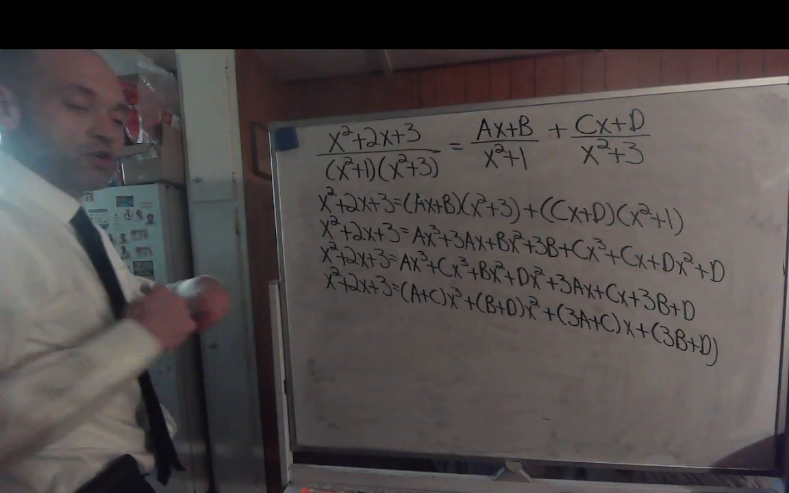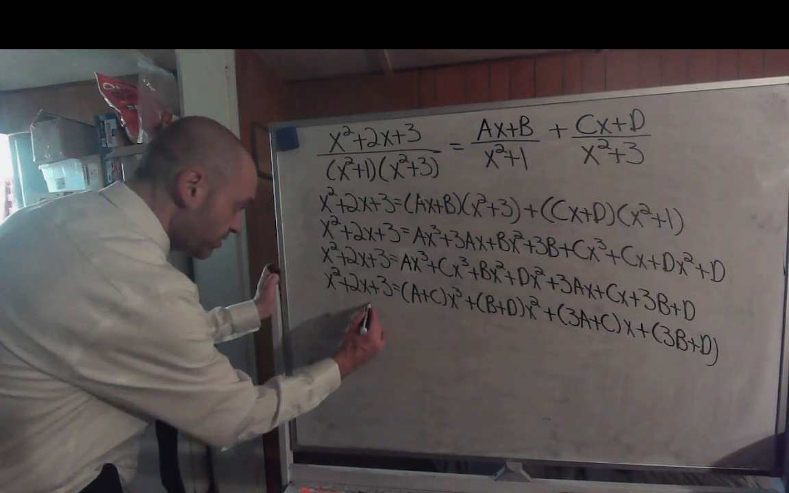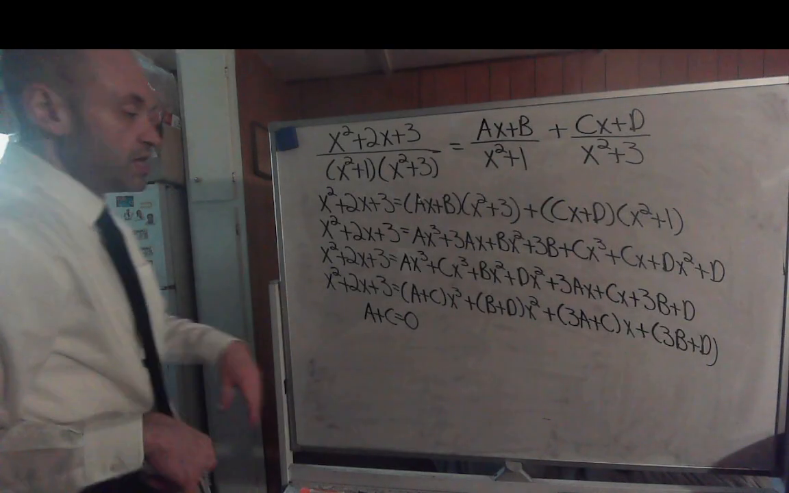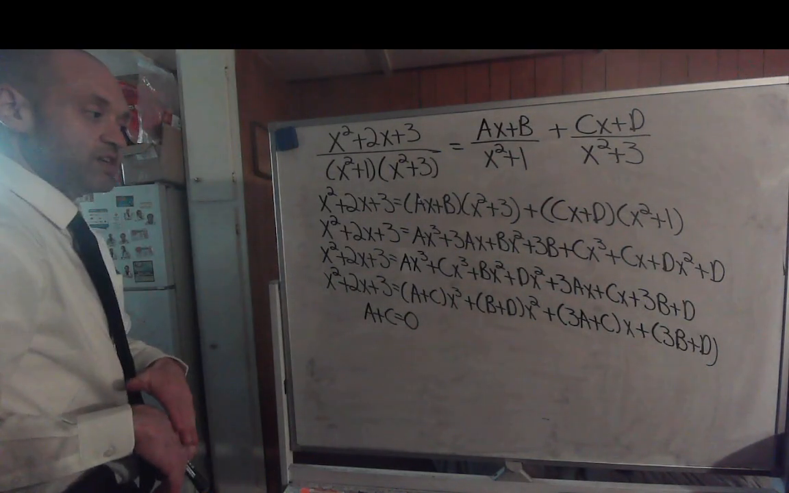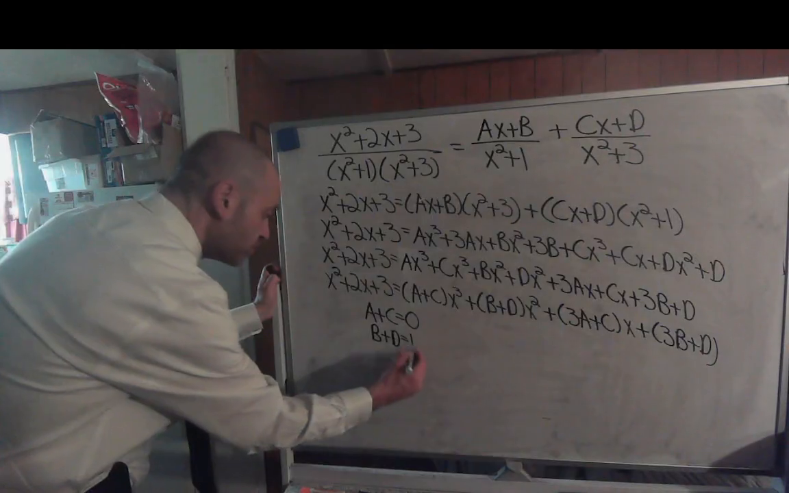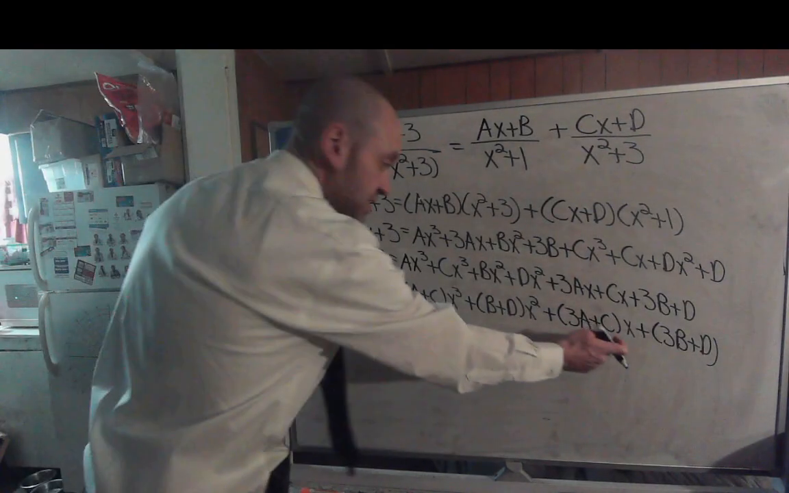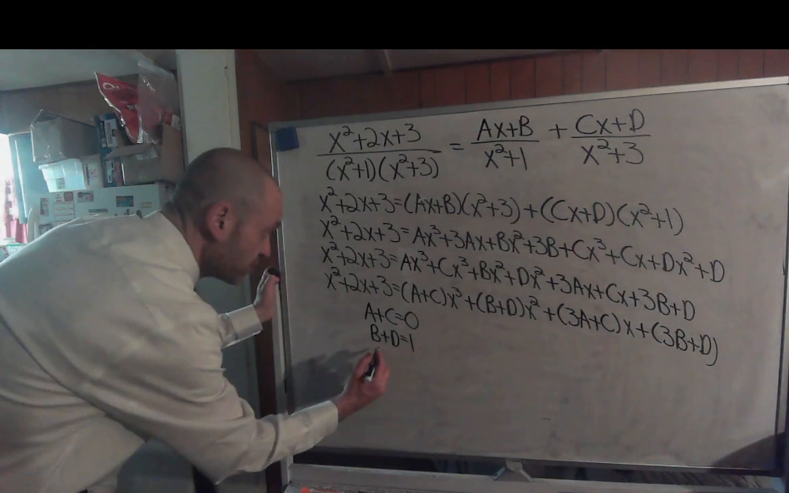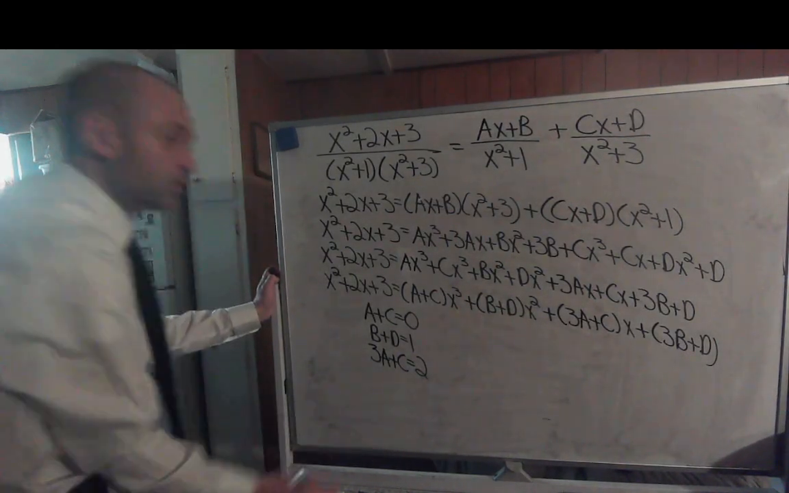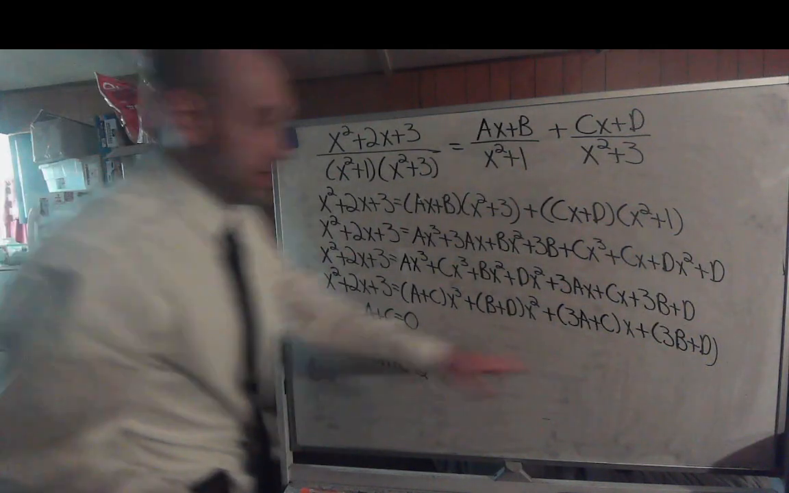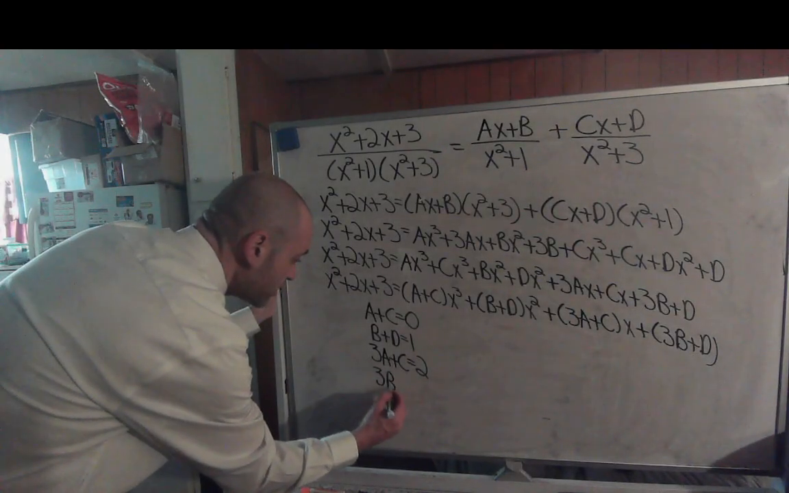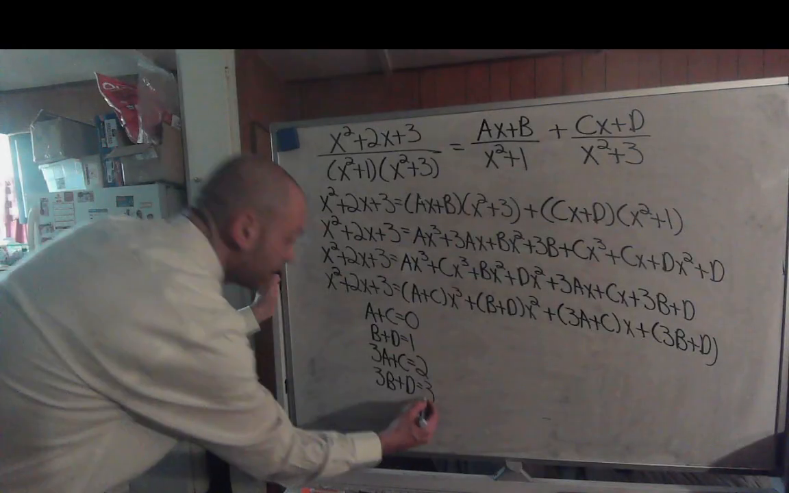A plus c is the coefficient of your x to the third term, which is 0. So a plus c equals 0. Then you have b plus d is the coefficient of your x squared term, which is 1. So b plus d equals 1. 3a plus c is the coefficient of your x to the first term, which is going to be 2. So 3a plus c equals 2. And then 3b plus d should be your constant term, which is 3. So 3b plus d equals 3.